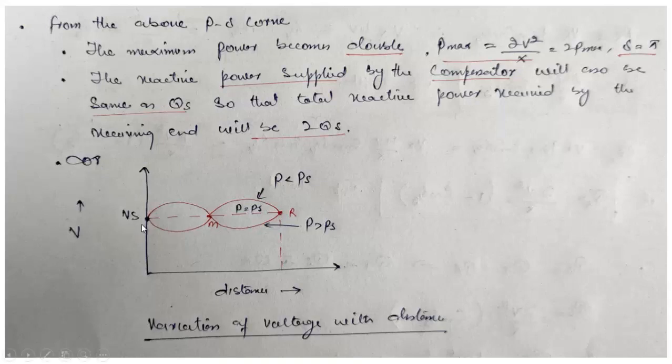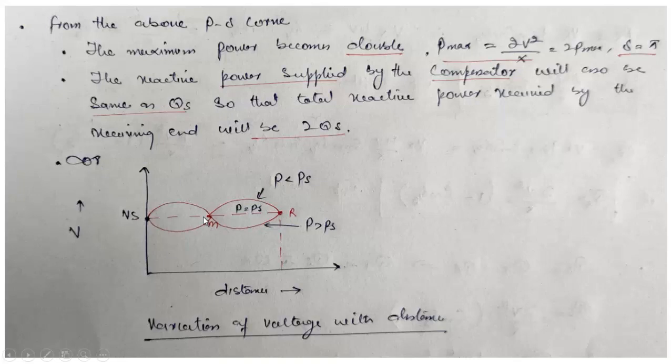So this is the variation of the voltage with respect to the distance. Since we know that the receiving end voltage, sending end voltage and the voltage at the middle point are forced to be at the same value, the other voltages will change like this. Earlier the voltage variation was like this. At every point you can see that the voltage variation was more. Now the voltage variation has decreased to a good amount.